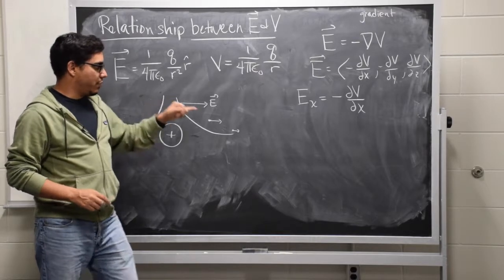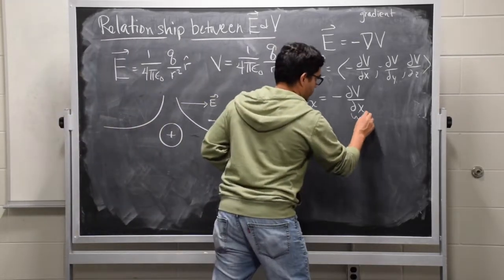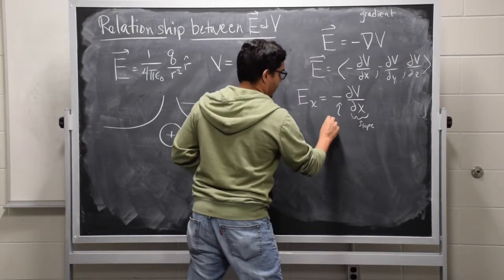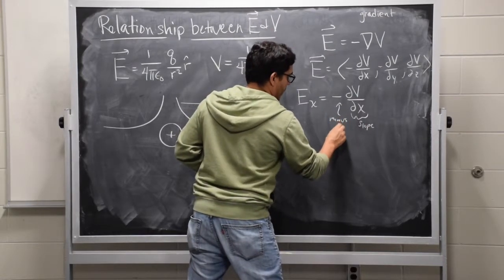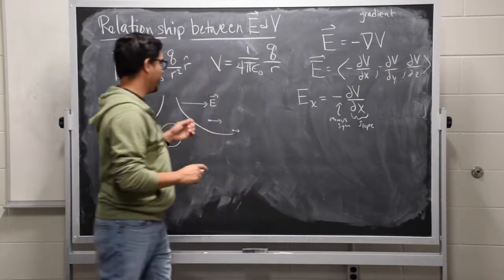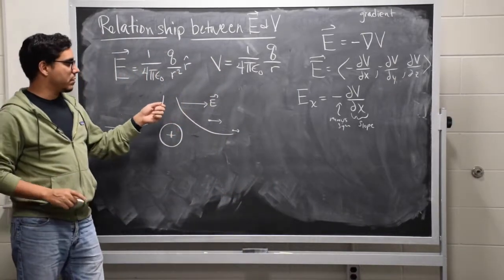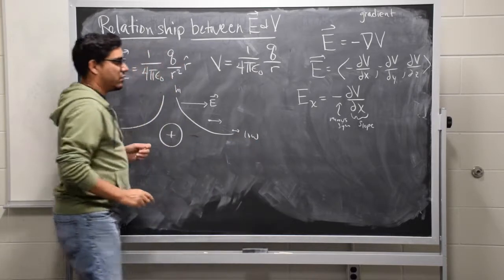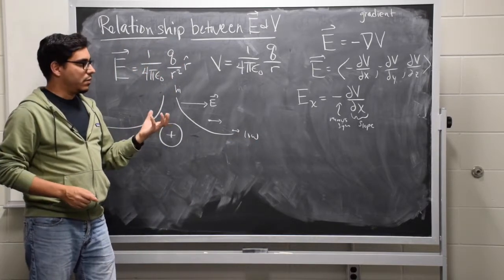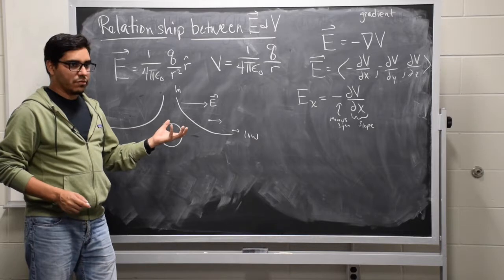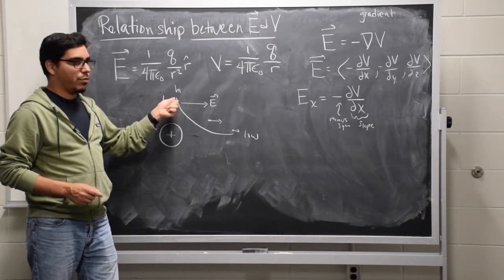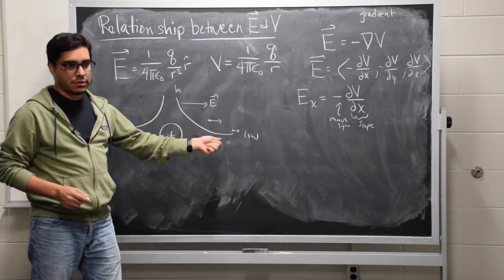Now, this both characterizes the slope piece right here, but it also has this minus sign, and that's important. Because the electric field actually points along the direction from high potential to low potential. So the gradient, that operator, that slope, tells you about going from low to high. That minus sign is needed to tell you that the electric field points from high potential to low potential.